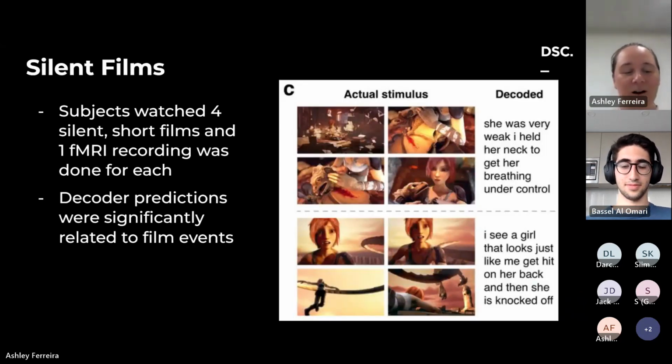The last thing we mention is silent films. So subjects watched 4 silent short films, and 1 fMRI recording was done for each. And again, the decoder predictions were significantly related to the film events. Here I'm not going to go over a quantitative look at it, but we're just going to look at an example where you see 4 images at the top. And the decoded message is, she was very weak. I held her neck to get her breathing under control. And that's a really reasonable prediction of what would be going on in this short film here. So really exciting to see.